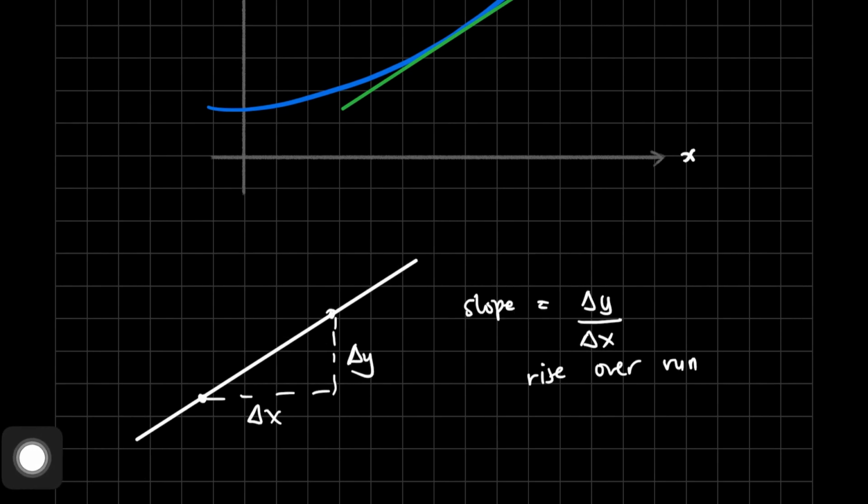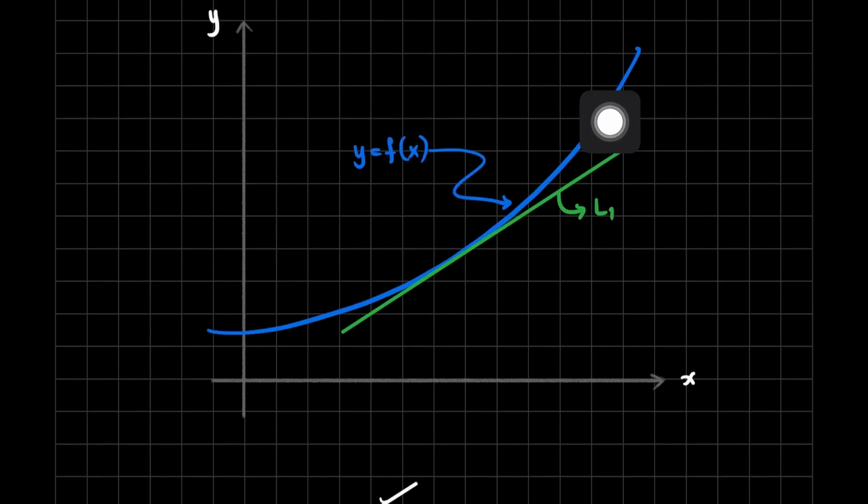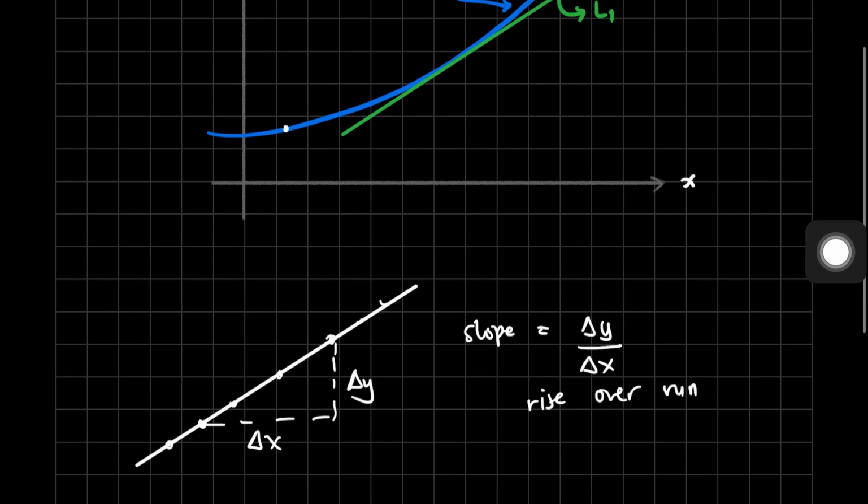You will notice that at any given point of this straight line, the slope would be the same. However, in this particular function, since we have a curve here, the slope of the tangent line at this point differs from the slope of the tangent line at this point. So how are we going to determine the slope of a tangent line of a given function?